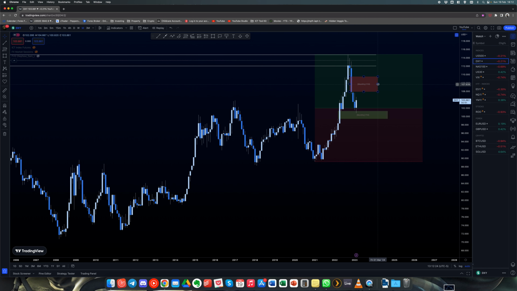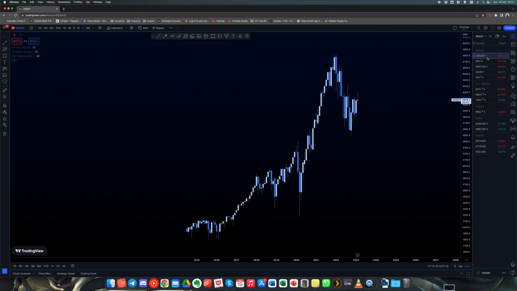There we go. And then what I'll also do is take you to US 500. It looks quite choppy in here. On the daily time frame, this actually looks like an inverted head and shoulders, which is what retail traders call it.